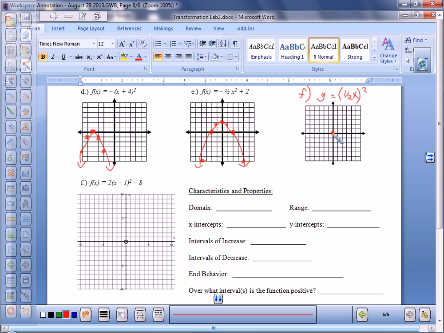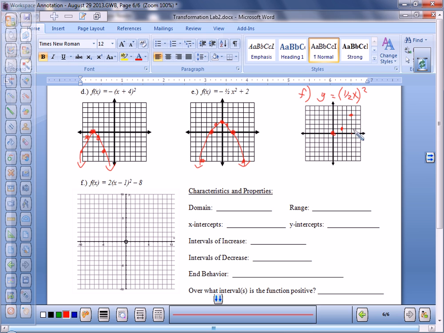And before I go any further, let's make sure this makes sense. If I plugged 2 in for x, what's half of 2? 1. And what's 1 squared? Was there a point at (2, 1)? Yeah. Do you see I have a point at (4, 4)? So if I plugged in 4 for x, what's half of 4? 2. And what's 2 squared? 4. Did that prove that what we're doing is correct? Yes.